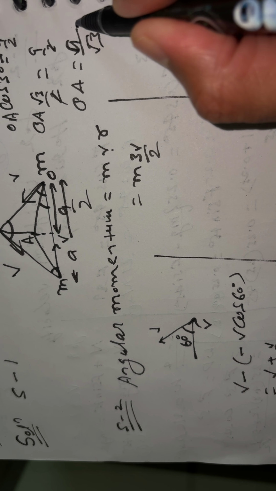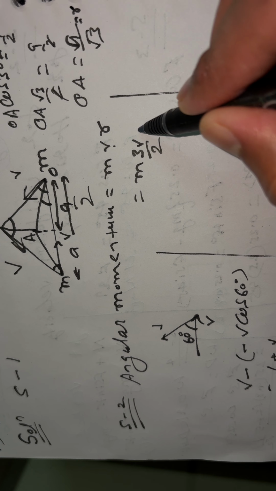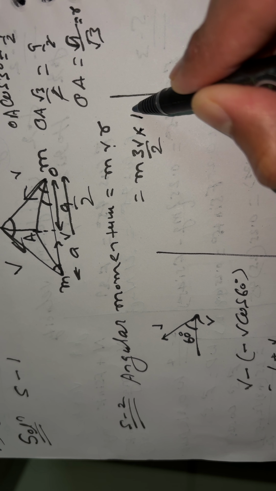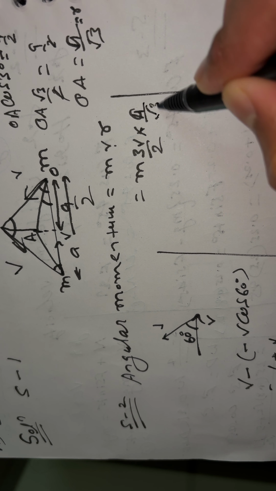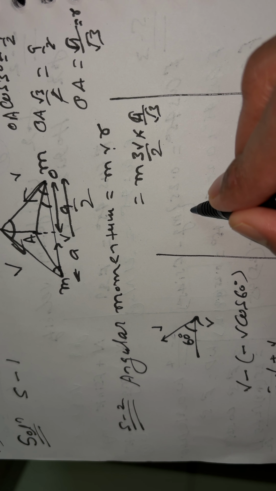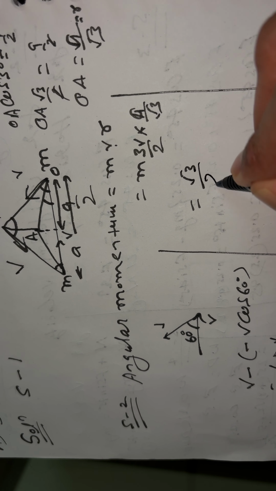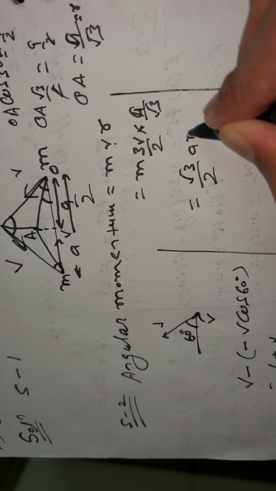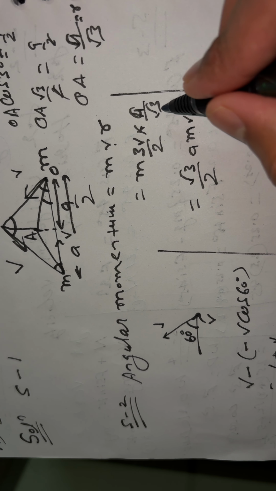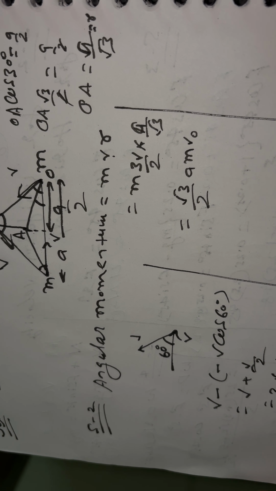Now you can put in our values. This is basically R. Just multiply by a by root 3, with the answer in terms of a only. Just rationalize, and finally you will get root 3 by 2 a M V naught. I hope you understand. If anything, just comment in the comment box, I'll see and get back to you.